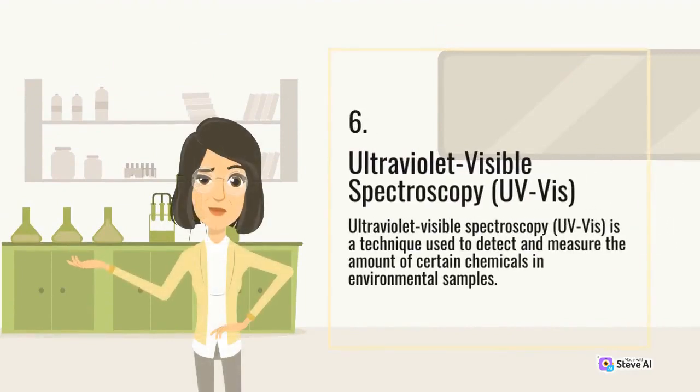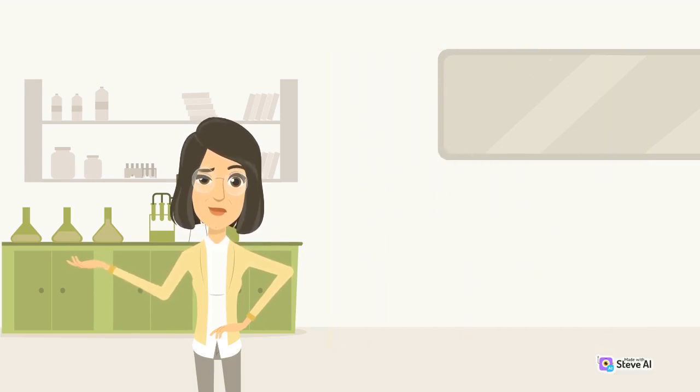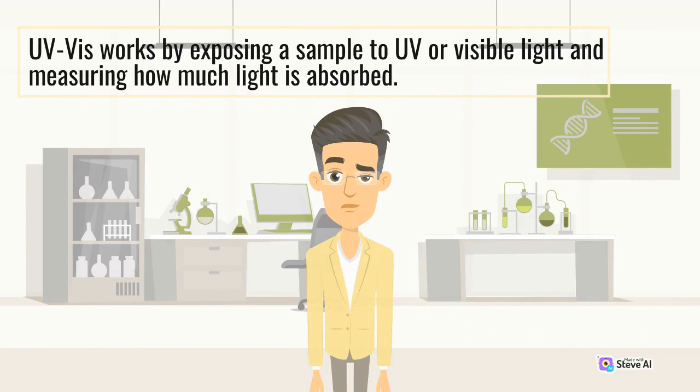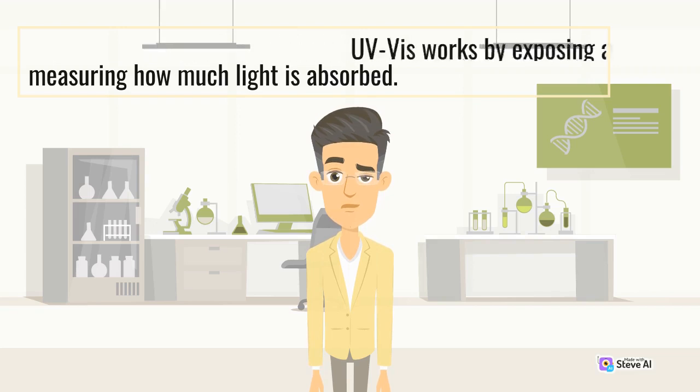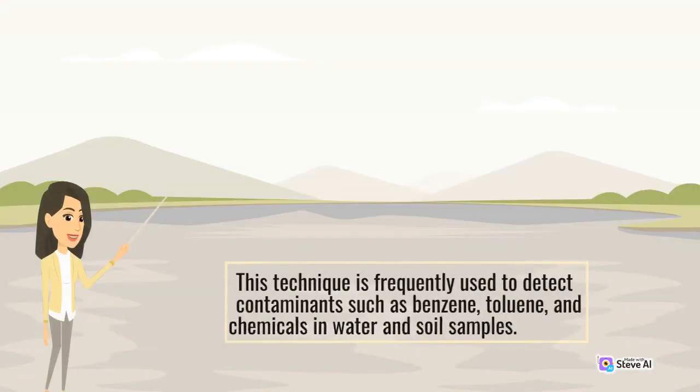6. Ultraviolet visible spectroscopy, UV-vis. Ultraviolet visible spectroscopy, UV-vis, is a technique used to detect and measure the amount of certain chemicals in environmental samples. UV-vis works by exposing a sample to UV or visible light and measuring how much light is absorbed. This technique is frequently used to detect contaminants such as benzene, toluene, and other chemicals in water and soil samples.